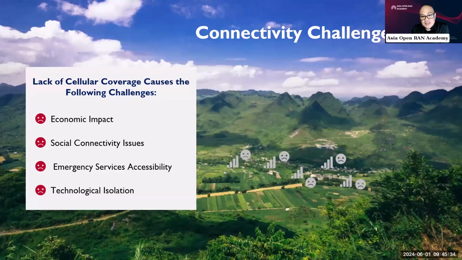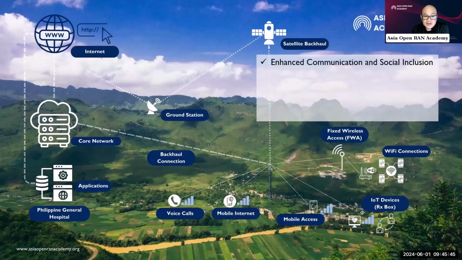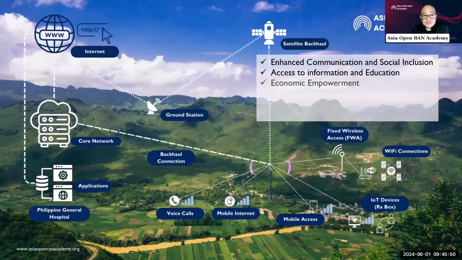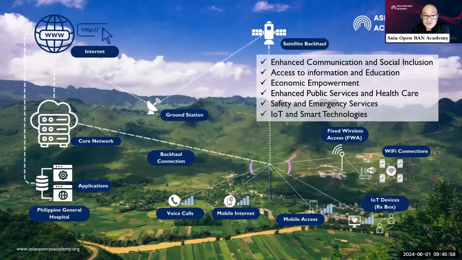Okay. So just imagine if we can connect these areas with a simple solution like radio access network. Okay. So you can see that there will be enhanced communication and social inclusion. Okay. Access to information and education, economic empowerment, enhanced public services and healthcare, safety and emergency services, and of course IoT and smart technologies. Okay, so these are the benefits that we could see kapag merong ganyang klaseng wireless network system on those areas. Particularly kahit na yung tinatawag nating telemedicine.